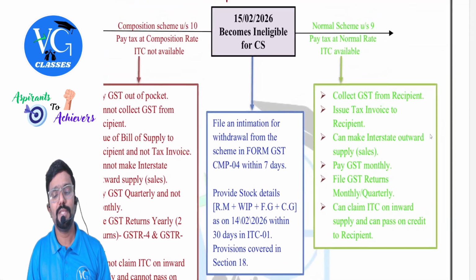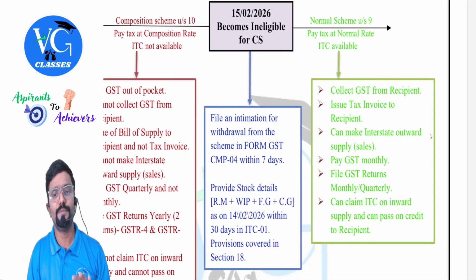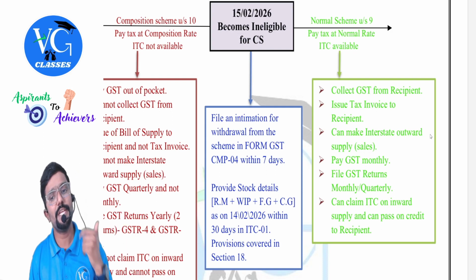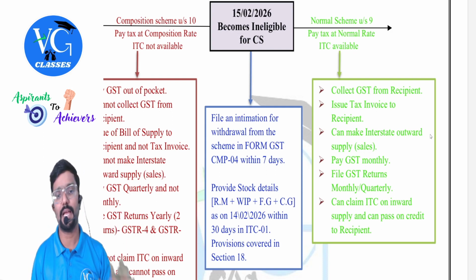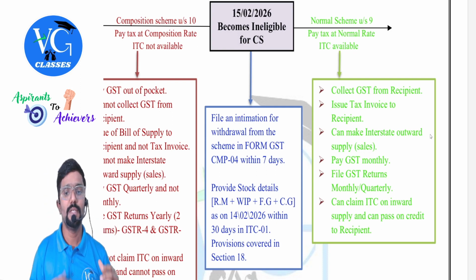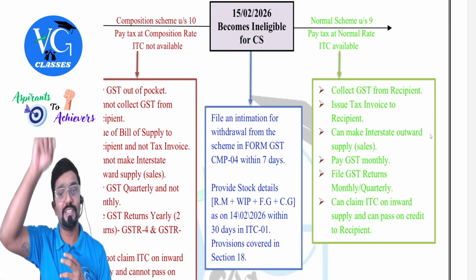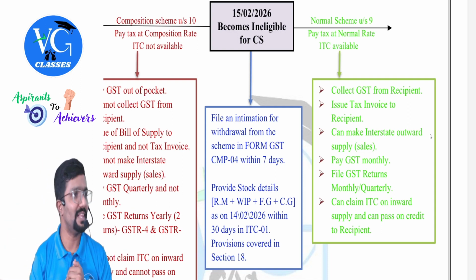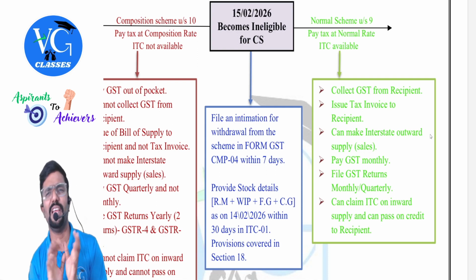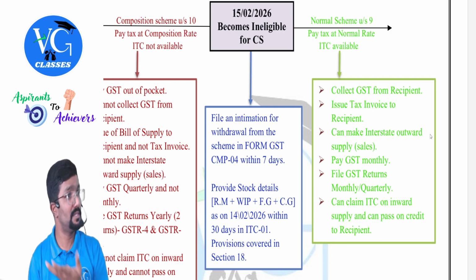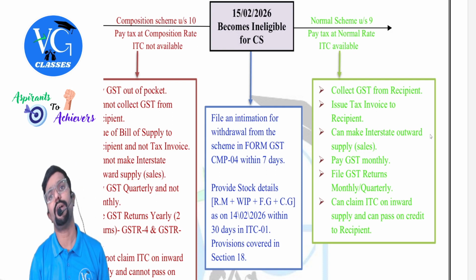Okay, you can observe here. Once I come under section 9, what all should I do? Can I collect the tax from the recipient? Yes, I can collect. Can I issue a tax invoice to my recipient? Yes, I can. Can I make interstate outward supply? Yes, I can. Then I should pay GST. All the first three are advantages. Now disadvantages. Pay GST when? Monthly. File returns when? Monthly, or some returns are quarterly. Then can I claim ITC on my inward supply? Yes, this is an advantage. Actually, the last one is an advantage.